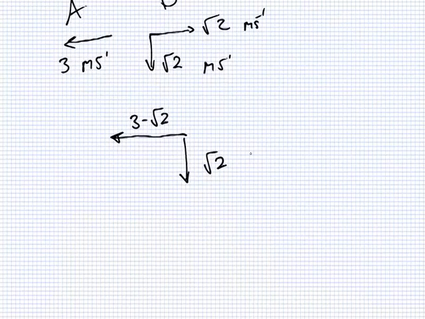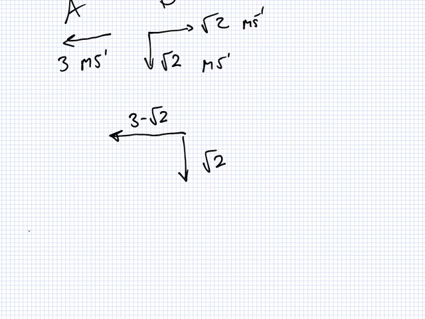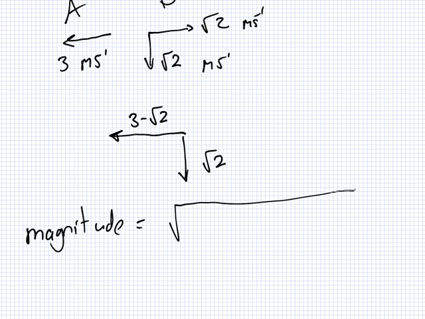Okay, so firstly, let's get the magnitude. That is the square root of (3 minus root 2) squared plus root 2 squared. What's the name of that theorem? Pythagoras, yeah.